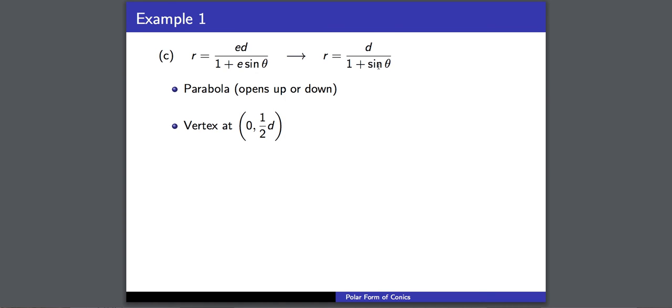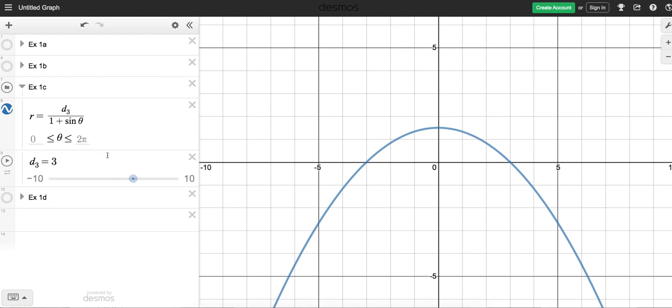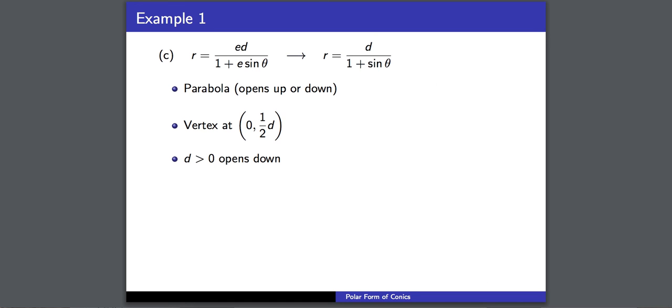Vertex is at (0, 1/2 times the value of d), so for when d is positive 3, we have the vertex at (0, 1.5), or 3/2. If d is positive, it opens down. If d is negative, it opens up, and our x-intercepts are at (plus or minus d, 0).